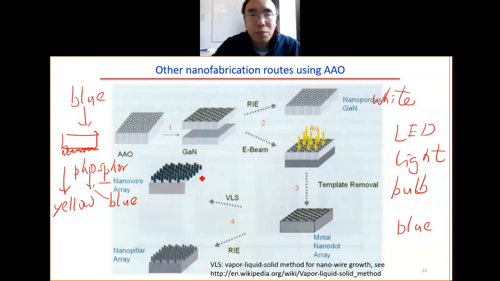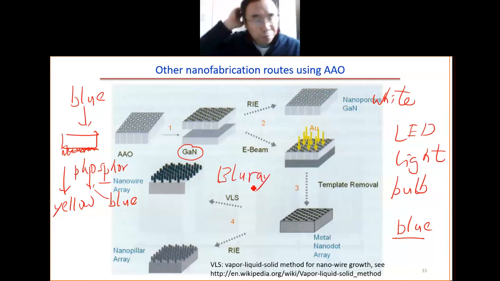So the main application for gallium nitride is lighting. It's also used for the blue Blu-ray. But nowadays nobody uses Blu-ray or DVD. So here you can put the AAO on top of the gallium nitride.